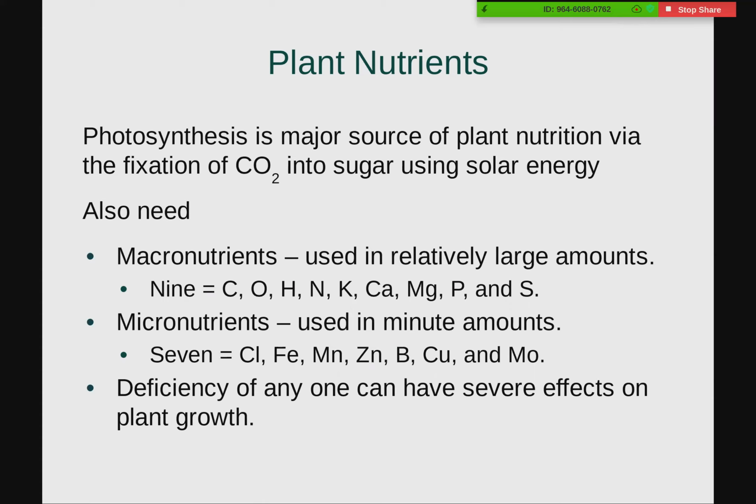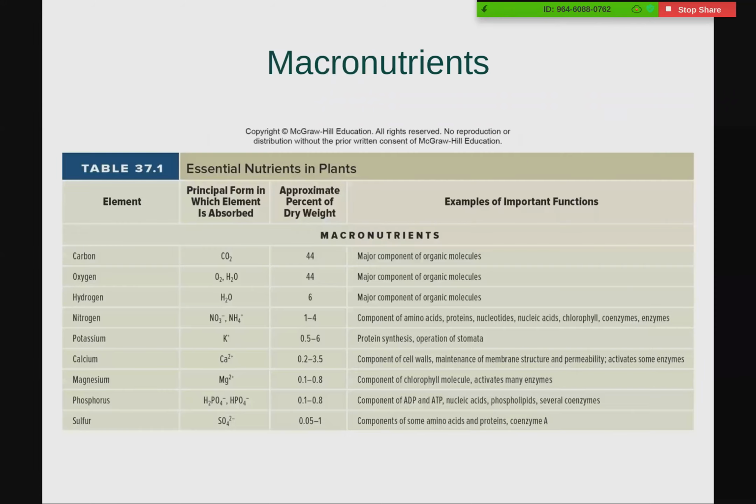Now, plants also need a number of nutrients as well. They need lots of macronutrients. There are 9 in particular: COHN, so carbon, oxygen, hydrogen, nitrogen. They also need potassium, calcium, magnesium, phosphorus, and sulfur. Then there are 7 micronutrients, which are used in smaller amounts: chlorine, iron, manganese, zinc, boron, copper, and molybdenum. And a deficiency in any one of these can have some pretty severe effects on plant growth.